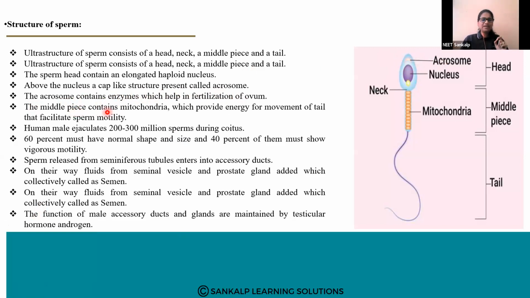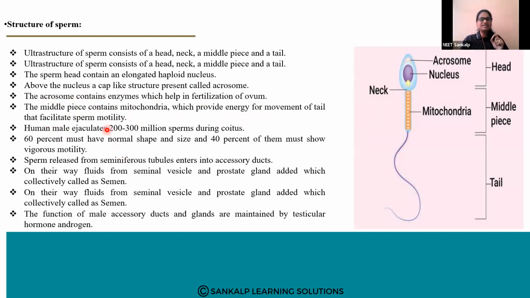Next, the middle piece. This is the middle piece, right? So the middle piece contains mitochondria. We know that mitochondria are called the powerhouse of a cell. So what it does, it provides energy for the movement of the tail. This is the tail. So it provides energy for the tail to move and support sperm motility, or sperm movement.